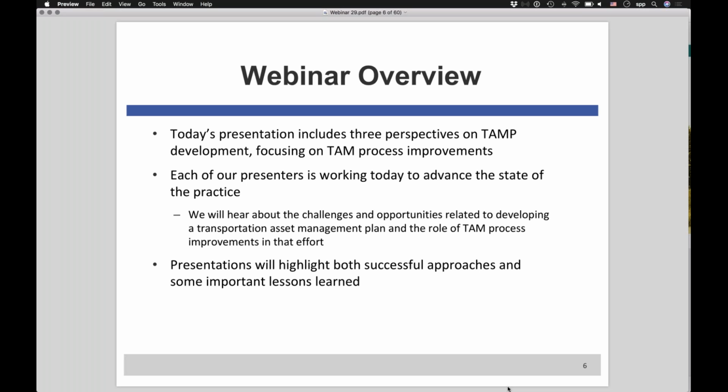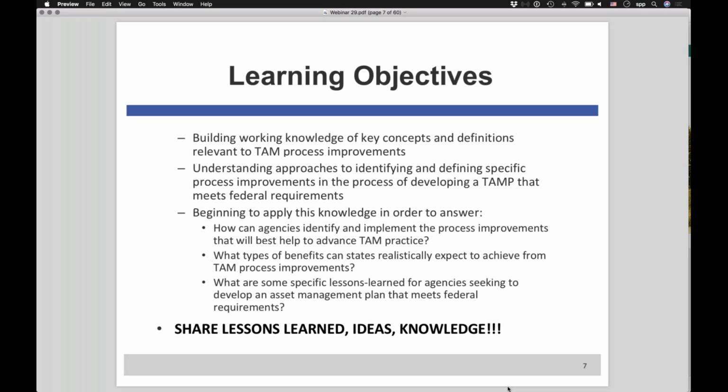All right, so today's presentations include 3 perspectives on TAM process improvements. Each of our presenters is helping to define this area of practice, and our presentations will highlight some of their recent accomplishments. We'll hear about the challenges and opportunities related to developing a transportation asset management plan and the role of TAM process improvements in that effort.